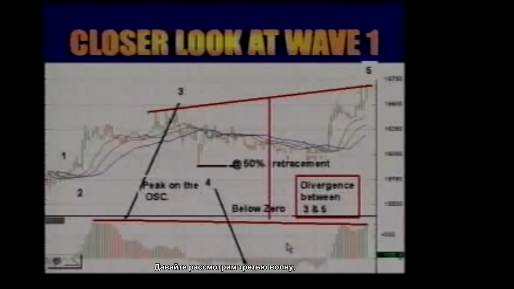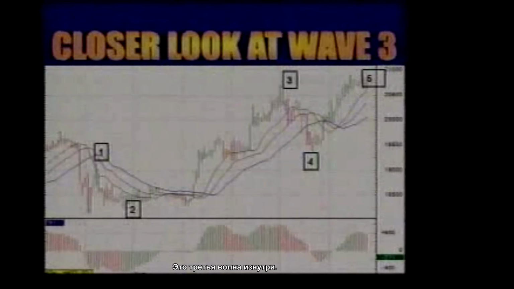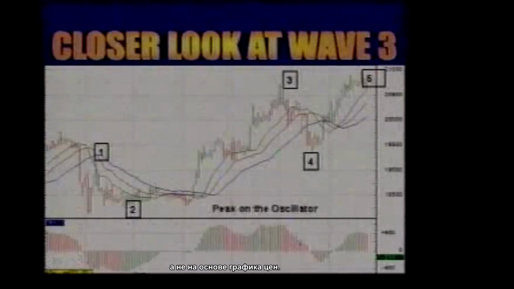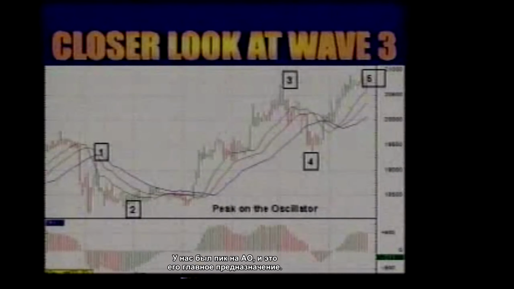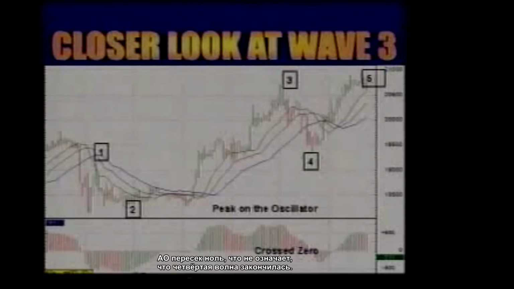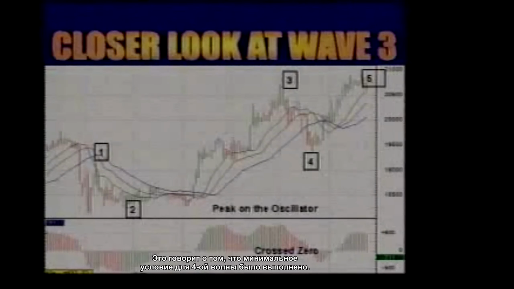Okay, let's look now at wave 3, the most impulsive wave of the 3. This is the wave 3 inside, and we have a wave 1 up here, a wave 2 here, a 3 there, a 4 there, and a 5 there. And all of this, again, the secret of counting the Elliott wave is counting the wave on the oscillator, not the price bar. So we had a peak on the oscillator, which is one of the primary purposes of the oscillator. It will always peak on the third wave. We also crossed 0, which does not tell us that wave 4 is over, but it does tell us that the minimum requirements for wave 4 have been met.